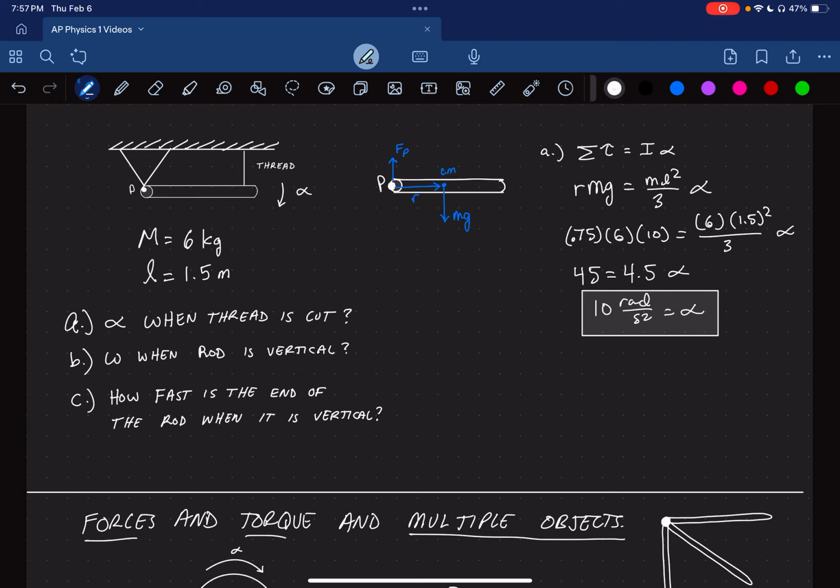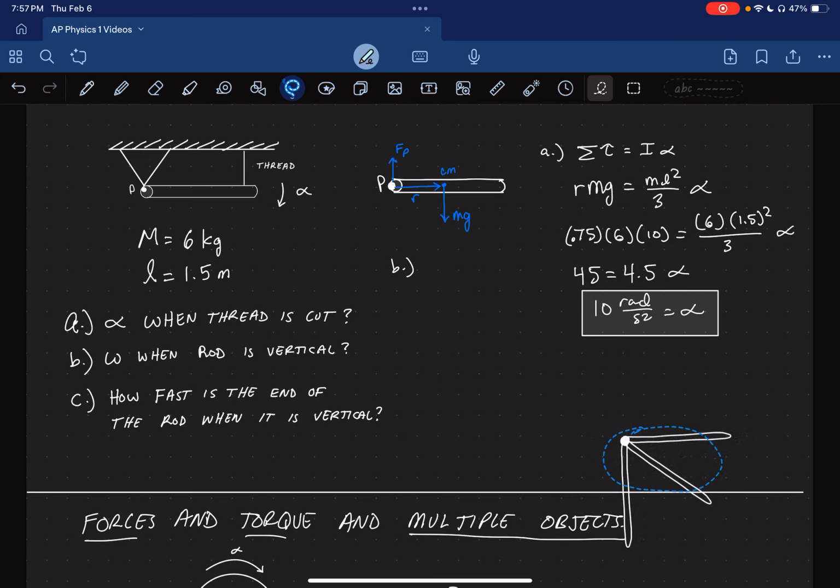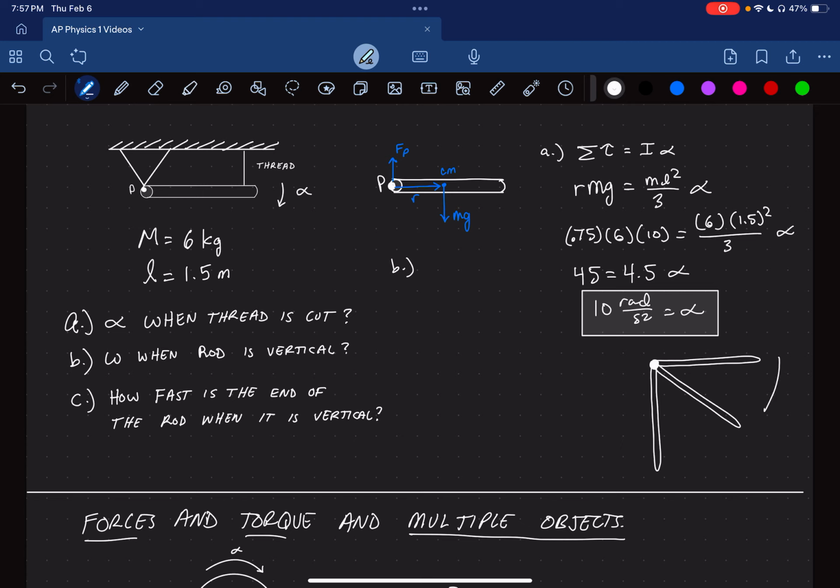Okay. Now I've realized I've run out of space, but we're going to try to squeeze this in here. Part B says, what is omega, or what is the angular speed when the rod is vertical? And luckily, I kept this from earlier. Now, I need space here, so maybe I'll leave it right there. So the rod is initially horizontal here, and then we cut the thread and it's going to move down until it's at a vertical position there.